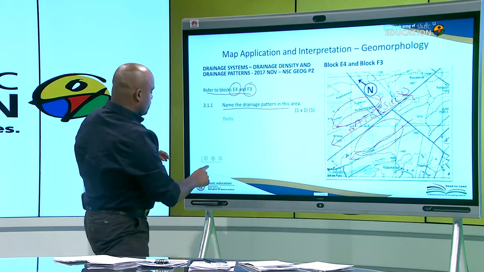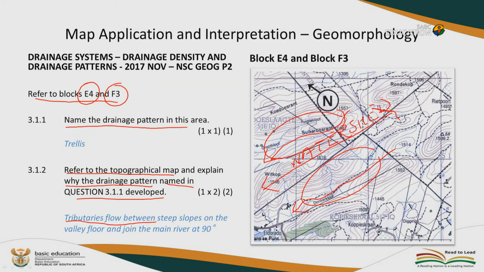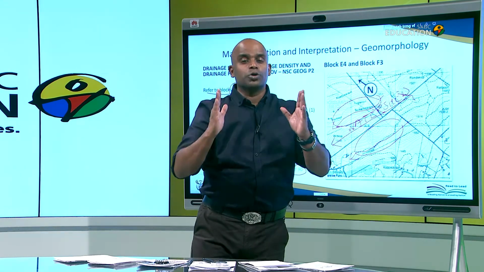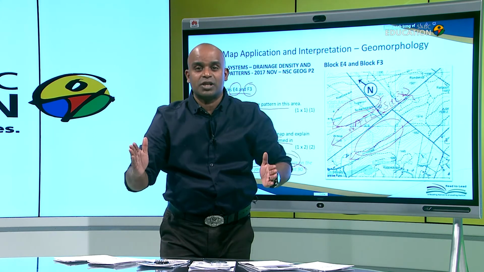So this particular question refers to the topographical map and asks you to explain why the drainage pattern developed. And obviously, looking at the answers, the tributaries flow between the steep slopes on the valley floor and join at 90 degrees. So if it's a trellis pattern, note you have to find a watershed separating 2 parallel streams.